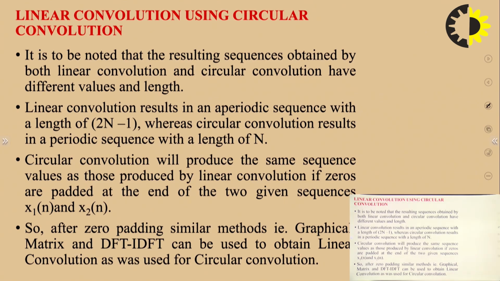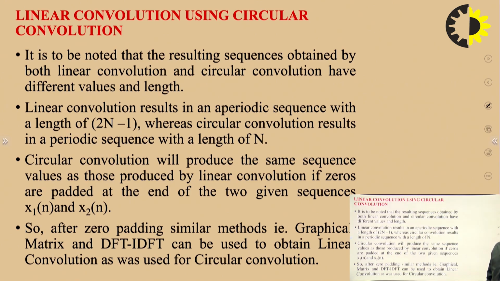It is important to note that the sequences obtained by linear and circular convolution have different values and length. Linear convolution results in an aperiodic sequence, while circular convolution gives a periodic sequence. If we have two sequences of length n each, the length of the linear convolution becomes 2n minus 1, while the length in circular convolution becomes n.